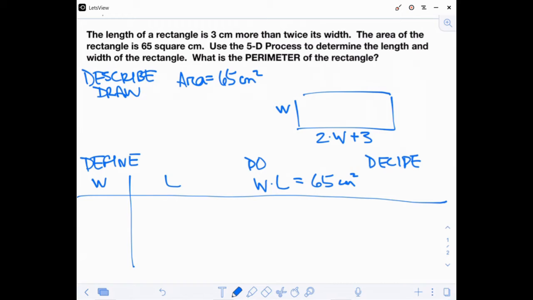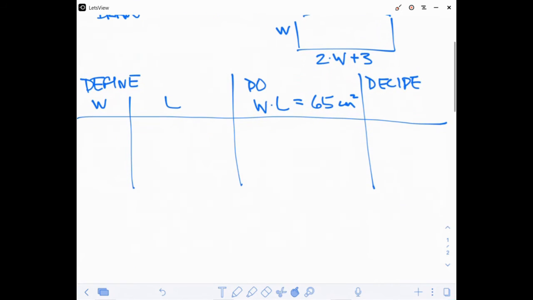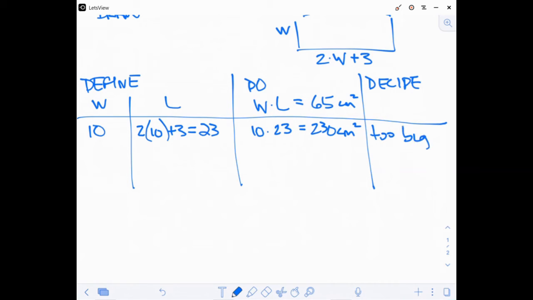I know the least about the width. That's why I put that one first in my table, because that's where I'm going to start my guessing. All right, so let's go. What if I say the width is 10? I like to start with easy numbers. With 10, the length is twice the width plus 3, 2 times 10 plus 3. So that's 23. So the width times the length is 10 times 23, which is 230 centimeters squared. That's way too big. So my next guess has got to be much smaller.